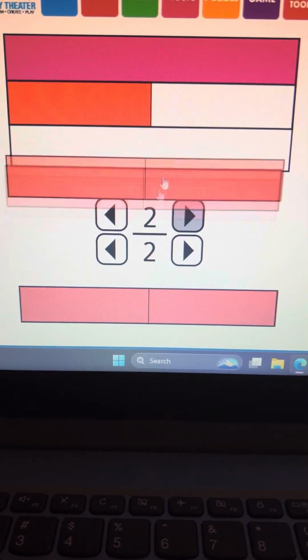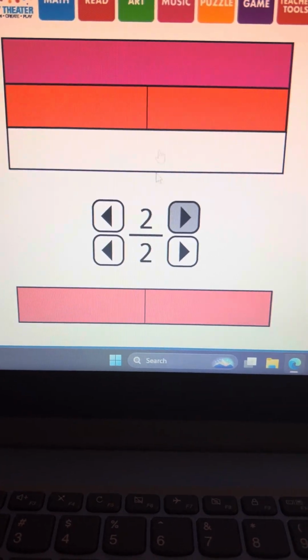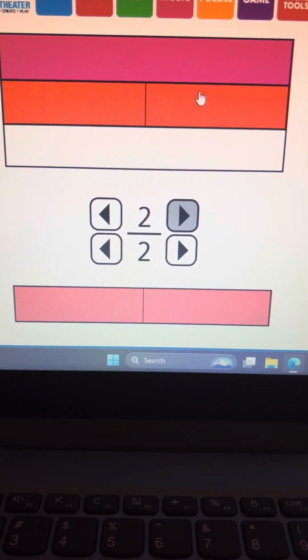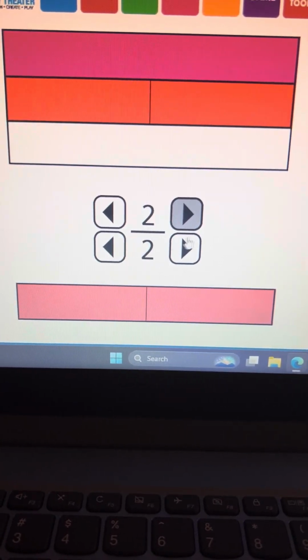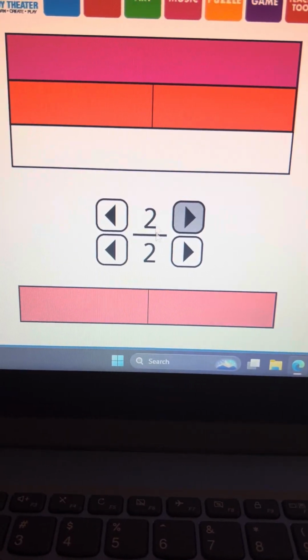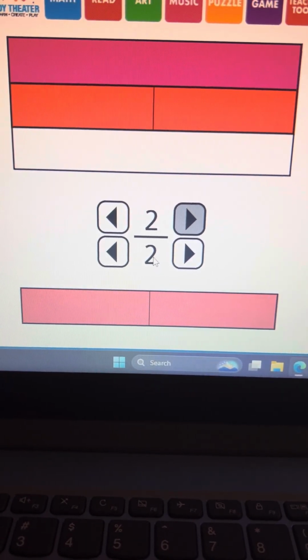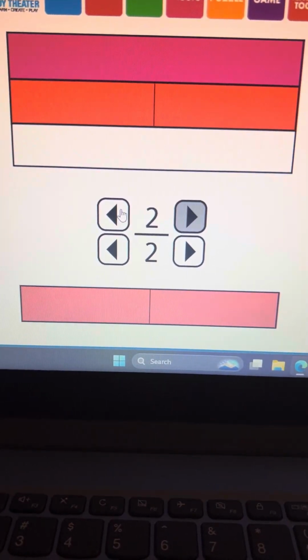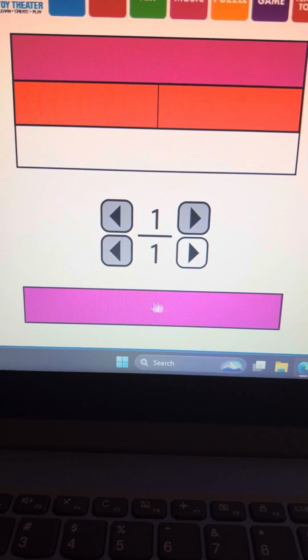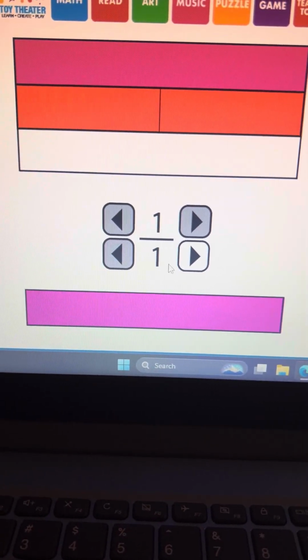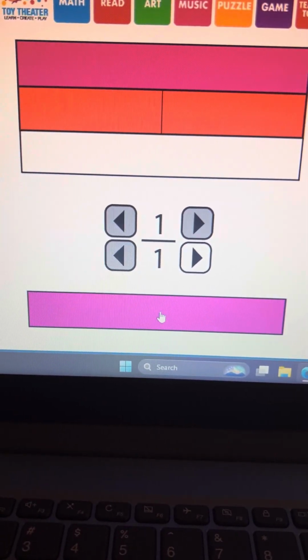I would make a whole rod by putting 1/2 and 1/2 together, which then makes it 2 out of 2, which equals 1. So any number on top of the same number equals 1. So if you have 1 out of 1, that equals 1 rod. As you see right here and over here, they match. 1 over 1, 1 rod.